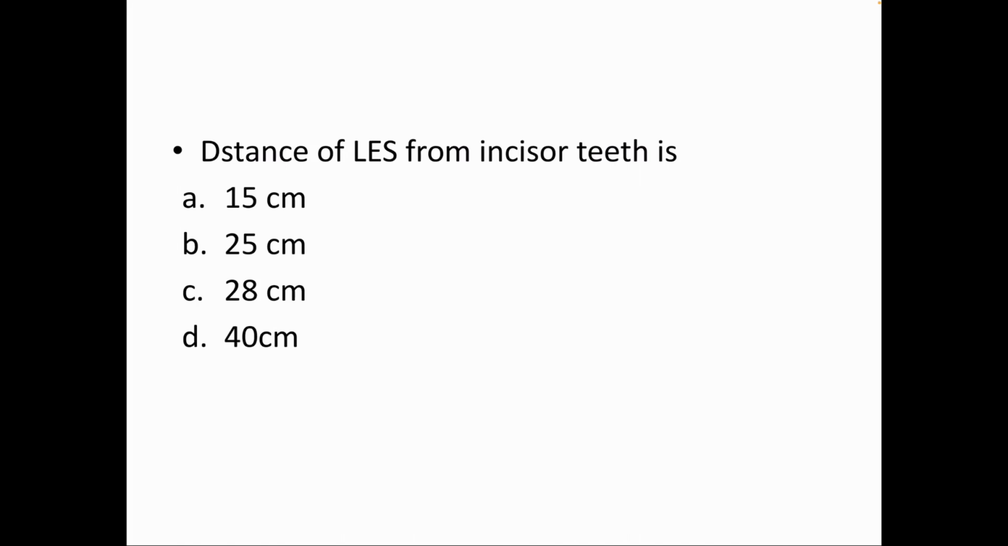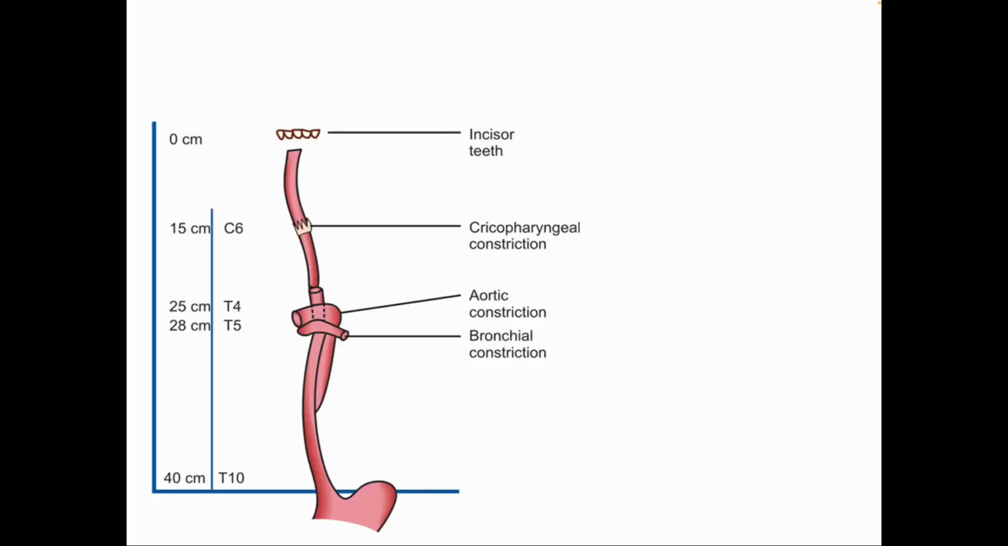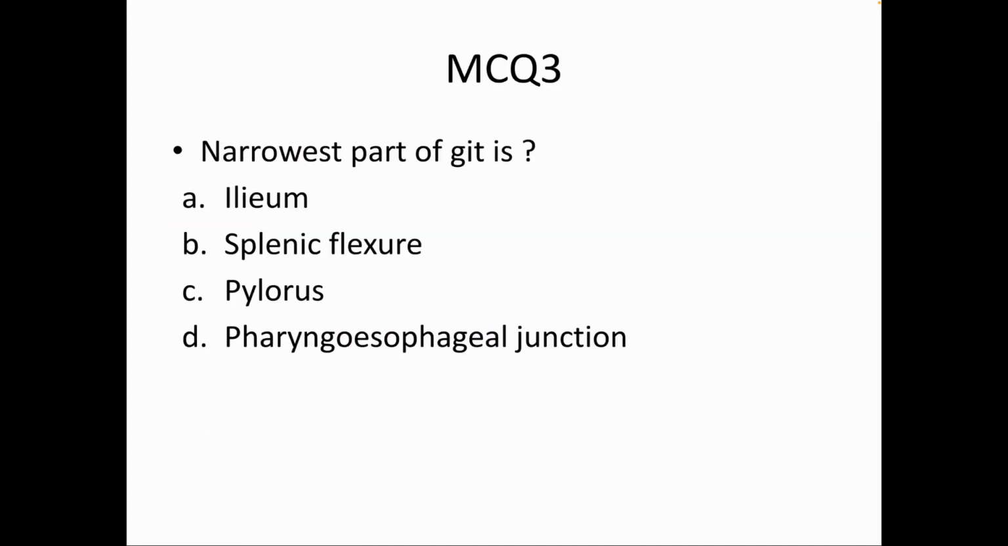Distance of LES from the incisor teeth. LES is the site where the esophagus enters the diaphragm. So it will be 40 centimeter. Cricopharyngeal junction is 15 centimeter. Aortic arch is at 25 centimeter. Bronchial constriction is at 28 centimeter. So these are the different constrictions in the esophagus.